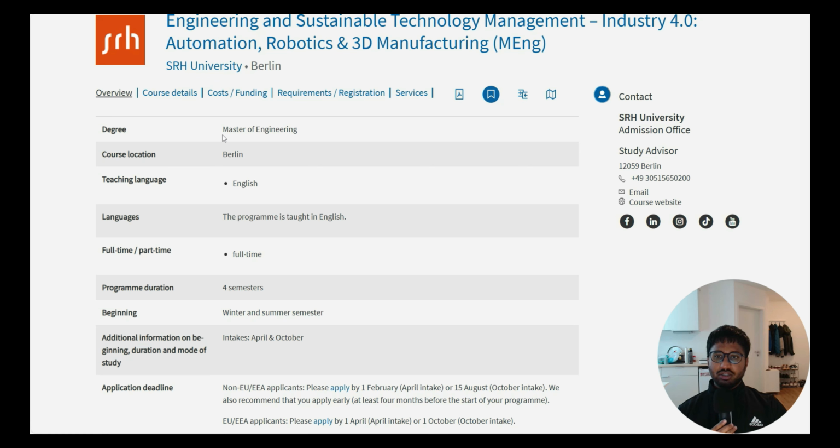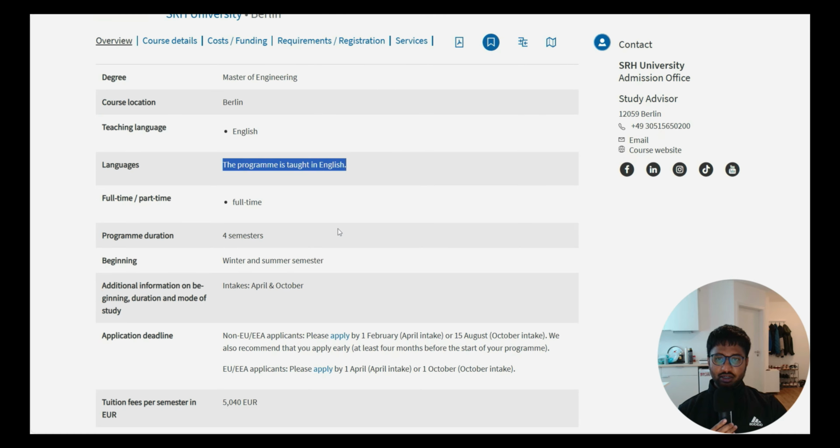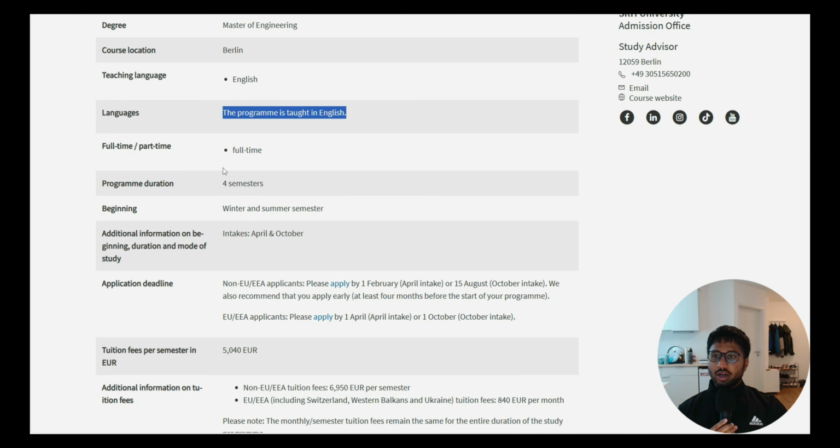In the overview, you can see it is a Master of Engineering. The course location is Berlin. The teaching language is English, completely in English. And it's a paid course. SRH University has so many courses and all of them are paid because it's a paid university. It is only full-time, no part-time possible. The program duration is 4 semesters, and you can apply for both the winter and summer semester.